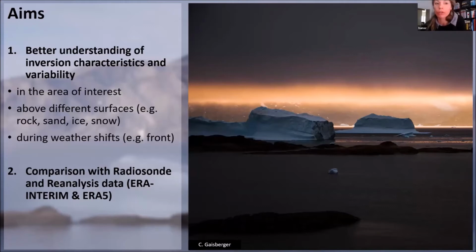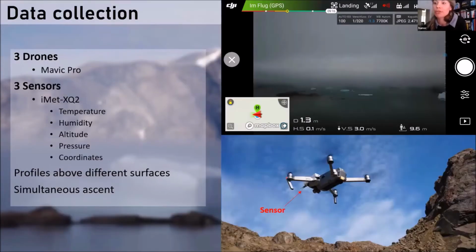Another aim was to compare our data to radiosonde and reanalysis data, because these data are widely used to study temperature inversions, not just in the Arctic, but also in the Antarctic. But I'm not going to talk about this in this presentation because there is not enough time. In order to study the temperature inversions, we collected profiles of atmospheric variables such as air temperature, humidity, or pressure.